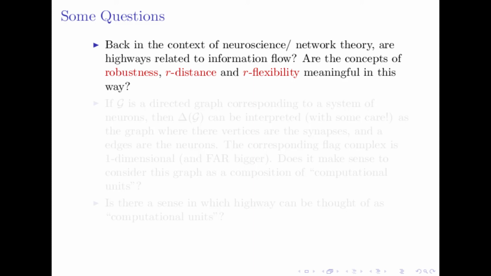And then, I want to end by asking some questions. Back in the context of neuroscience, again, how are highways related to information flow? Are they related to information flow? Are the concepts of robustness, R distance, and R flexibility meaningful in this way?